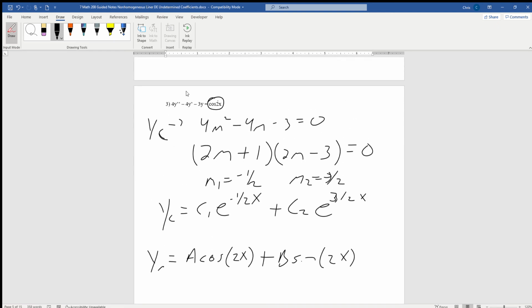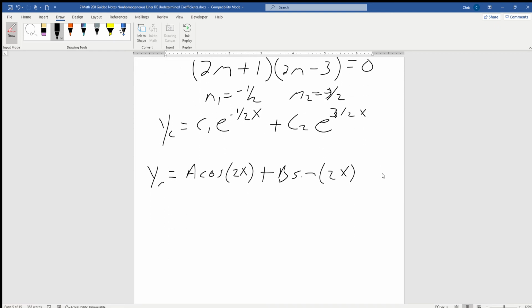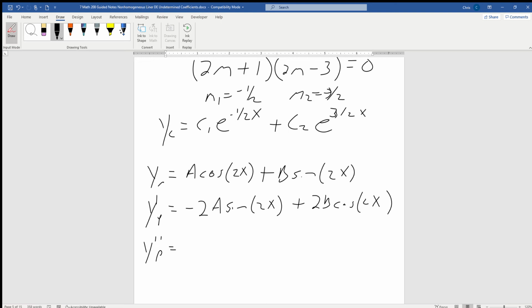Now, what you'll notice is that we need a first and a second derivative, so we're going to get y prime of p. We have a chain rule, so it's going to be negative 2a sine 2x plus 2b cos 2x. And then finally, y double prime of p is going to be equal to another chain rule. So we're going to have negative 4a cos 2x minus 4b sine 2x.